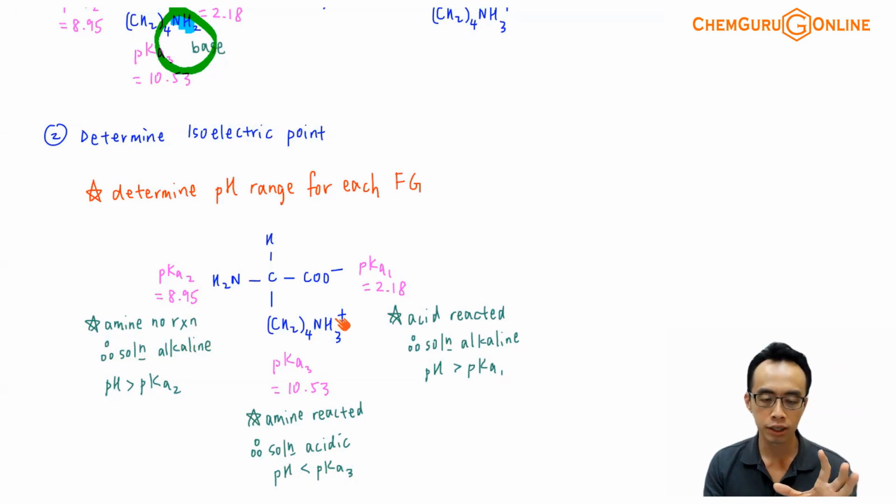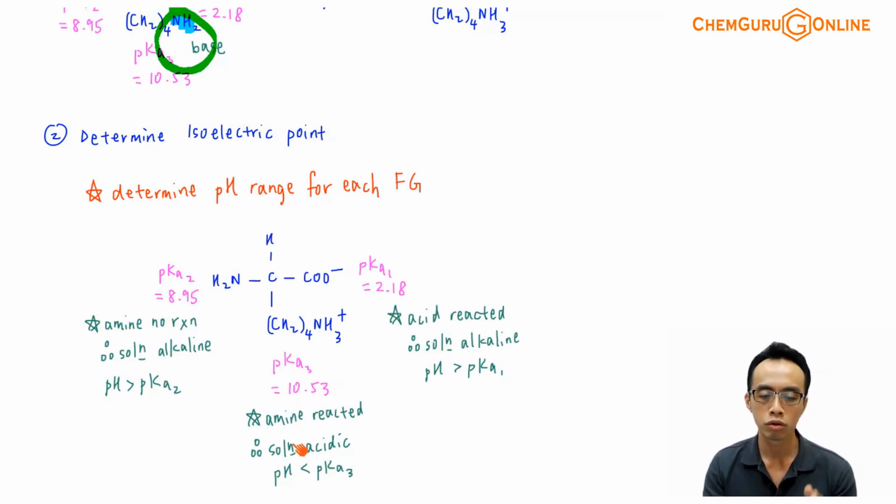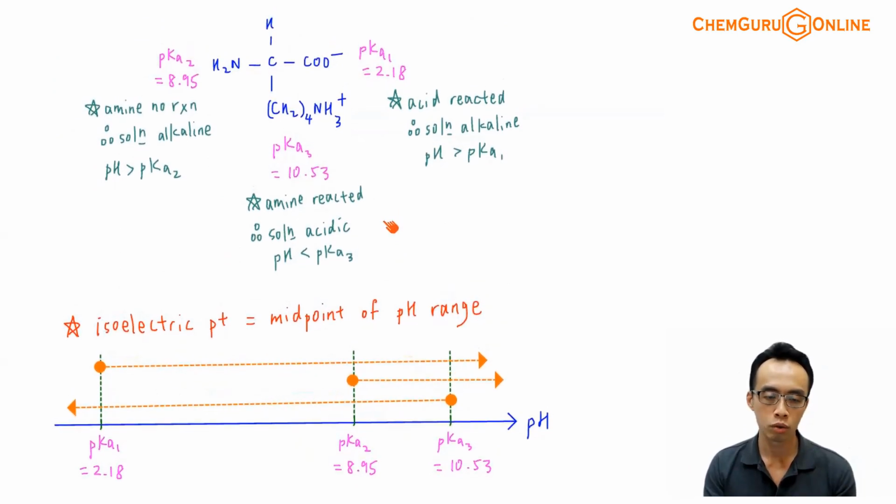Now finally, if I consider my R group amine, it has reacted to form NH3+. So if my R group amine takes part in the reaction, the solution must be acidic with respect to your amine functional group. pH will be less than pKa3. So once we have this range, then what we can do is, again, I put it into the number line. Makes it easier for us to figure out what is the range that we want. So the range will be here.